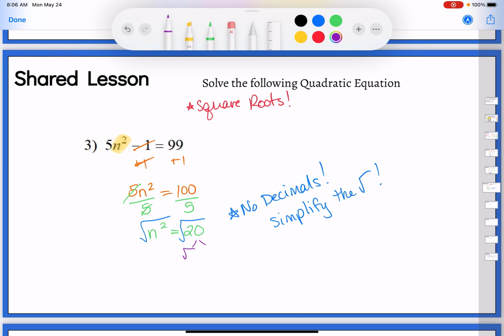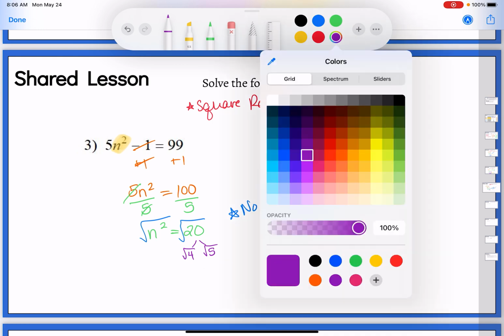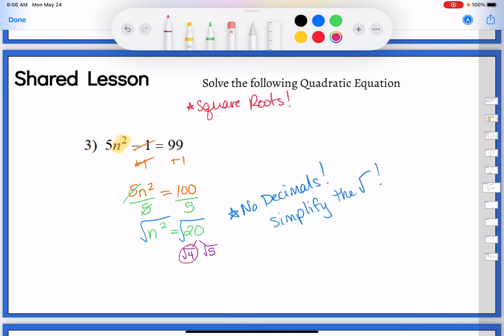Okay, this is square root of 4 times the square root of 5, right? Square root of 4 is my perfect square, so this is going to become 2. Square root of 5 can't do anything with, so I'm going to use 2 radical 5. So I have n equals 2 radical 5, but don't forget, you should always have two answers. So I have 2 radical 5 or negative 2 radical 5, and I still have my two answers, right?